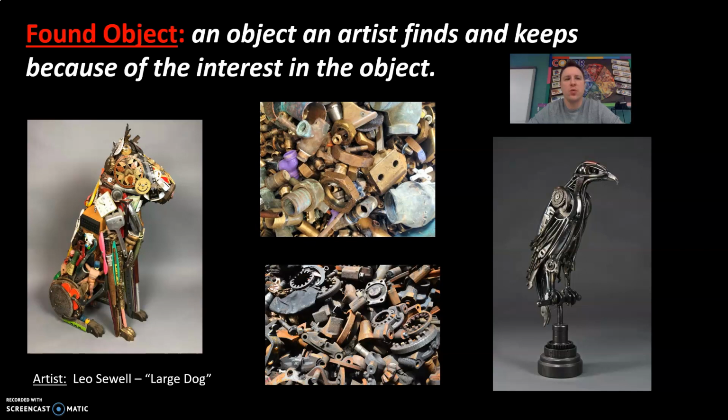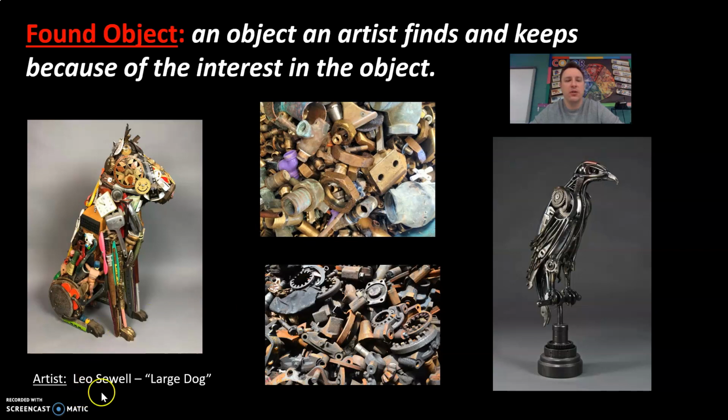So your first question is, what is a found object? A found object is an object that an artist finds and keeps because of their interest in the object. Now, down below, you can see in the center these piles of found objects, what look like metal scraps. But this artist thought that they would be interesting, and used them to build an artwork. So when you're creating a recycled artwork, you're always making it from found objects, from objects that you find to be interesting.